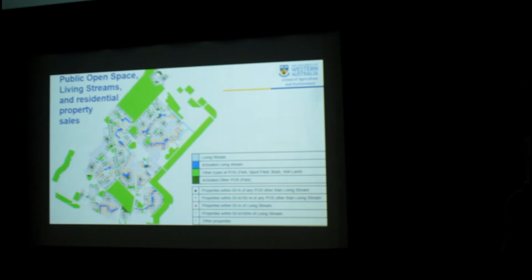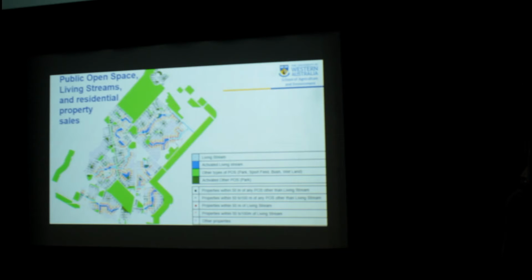This is what Salome did, the classification. Because there are many types of public open space, we lump them together. We have separately living stream and separately all other types of public open space, which would be parks, sport infrastructure, wetlands, and bush, because there are not enough observations to analyze all of them separately. But we are interested in living stream. So light blue would be living stream, and dark blue would be activated living stream. Light green would be other public open space, and dark green would be activated other public open space, mostly parks. And then dots would be houses or lots.